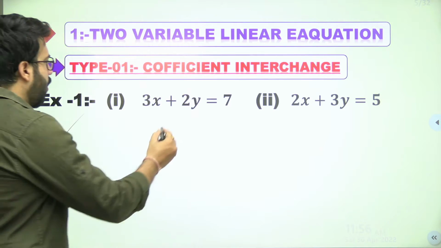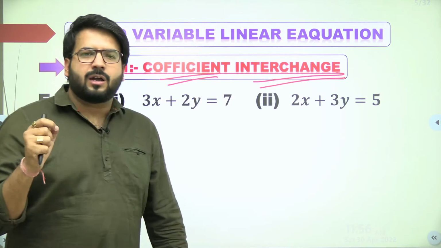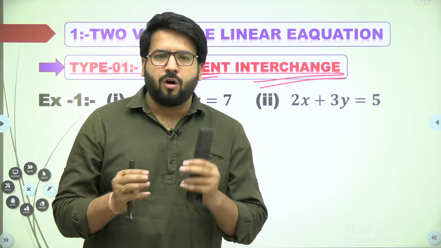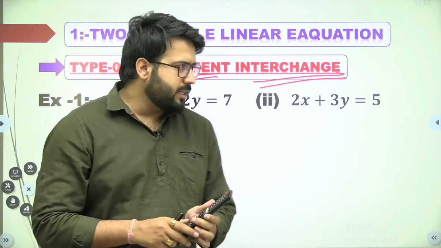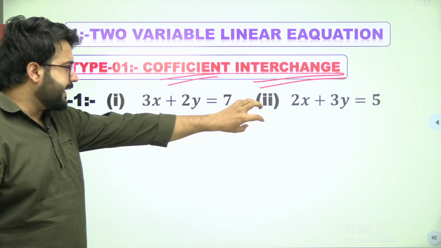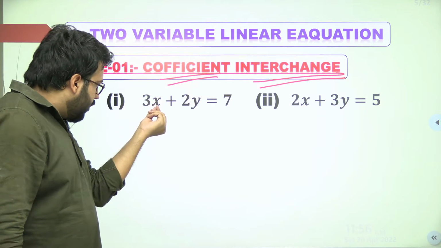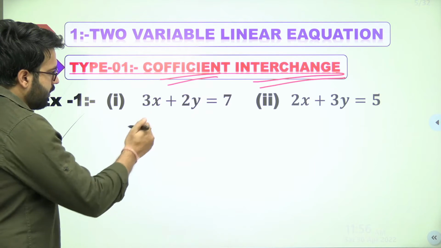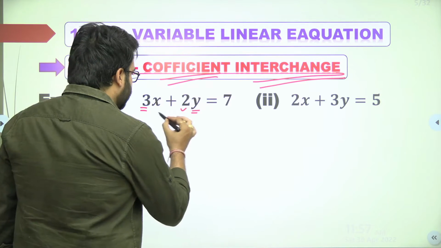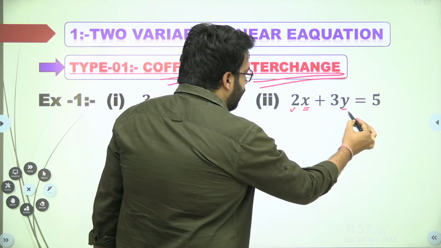First type is coefficient interchange. Generally whenever a linear equation is asked, most of the time you will get an equation in which coefficients are interchanged. You can see the equation. First equation is 3x plus 2y is equal to 7, and second equation is 2x plus 3y equal to 5. Here the coefficient of x is 3 and the coefficient of y is 2. In this equation the coefficient of x is 2 and the coefficient of y is 3.